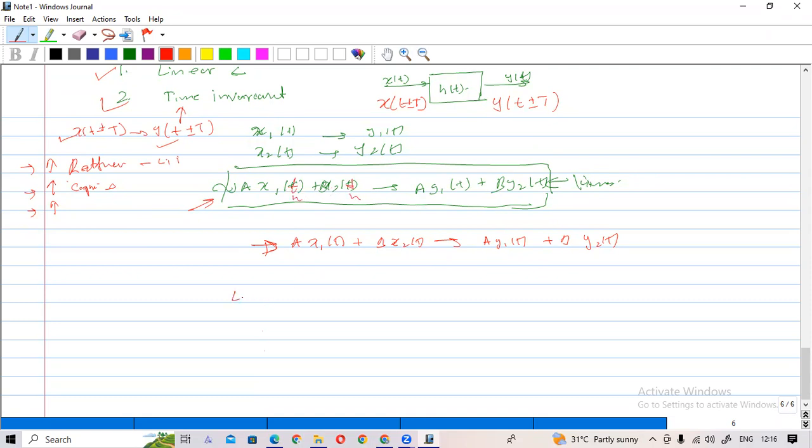So that means linear. In linear, you can write like this: for inputs x1(n) and x2(n), you will get the output a y1(n) plus b y2(n). This is linear. Time invariant means if you shift your input signal by plus or minus some number of samples, let's say capital N, your output will also shift by capital N. So this is time invariant. So what is h(n) actually?